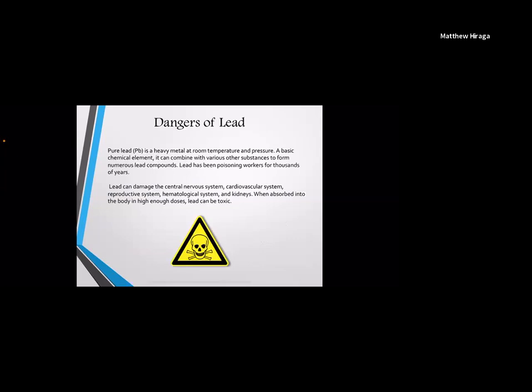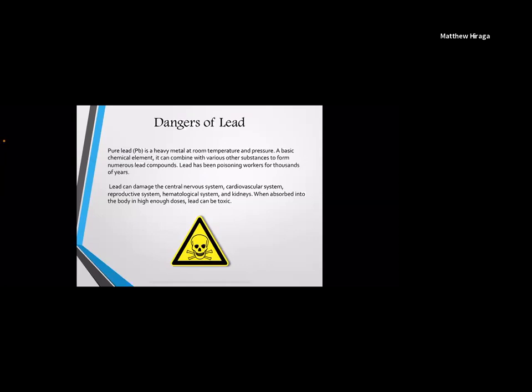Now, the actual dangers of lead. Pure lead is Pb. It is a heavy metal at room temperature and pressure, a basic chemical element, and it can be combined with various other substances to form numerous lead compounds. Lead has been poisoning workers for thousands of years.